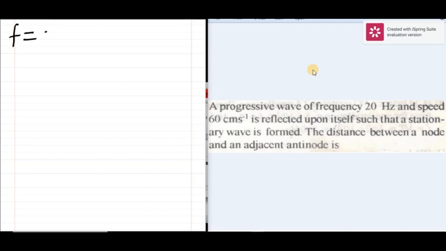which is 20 Hz. The speed of the wave is 60 cm per second. And if we are looking for a distance between a node and the adjacent antinode, let's draw the situation of the question.